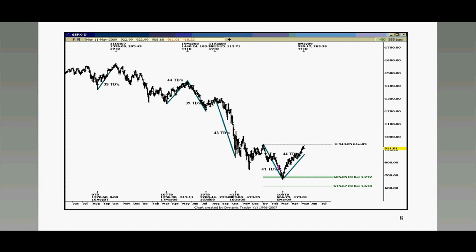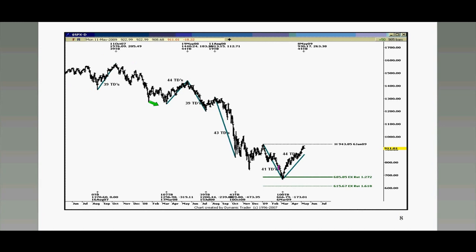This next chart is S&P cash, and what I'm doing here is actually just doing the time counts. One of the things that I like about Dynamic Trader, which is the software that I use, is it allows me to label the highs and lows and look at how many bars and how much price is in between these. I like to compare swings, corrective swings, and also trend swings, and see if they're similar.